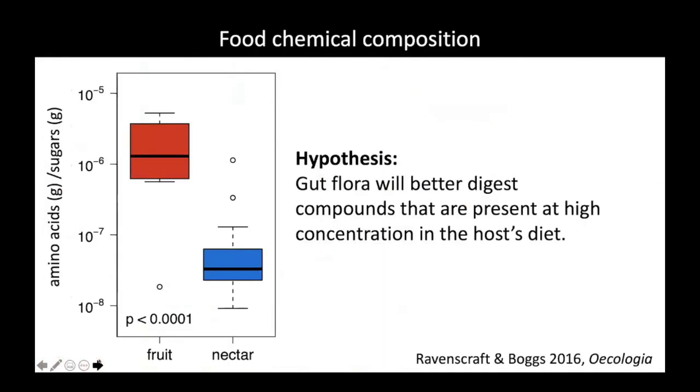And I started with a really simple hypothesis that gut flora would be better able to digest chemical compounds that are present at high concentration in the insect's diet. And I had shown that fruit at the field site, and fruit probably generally, contains a higher ratio of amino acids to sugars than nectar does. So that leads just to the simple prediction that fruit-feeding butterflies' gut flora will be better at digesting amino acids, whereas nectar-feeding butterflies' gut flora will be better, relatively speaking, at digesting sugars.